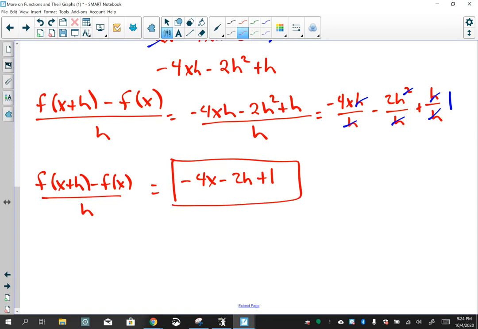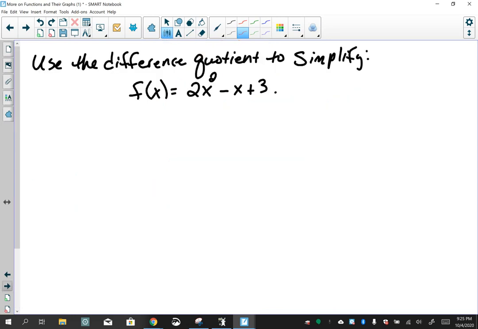Okay? So now what I want you to do, yep, you guessed it, you have one to try. You're going to use the difference quotient to simplify this piece right here. F of x is equal to 2x squared minus x plus 3. So I want you to go through the process, go through the steps, and break it all the way down. And let's see how you did. Okay, so go ahead and hit the pause button now.